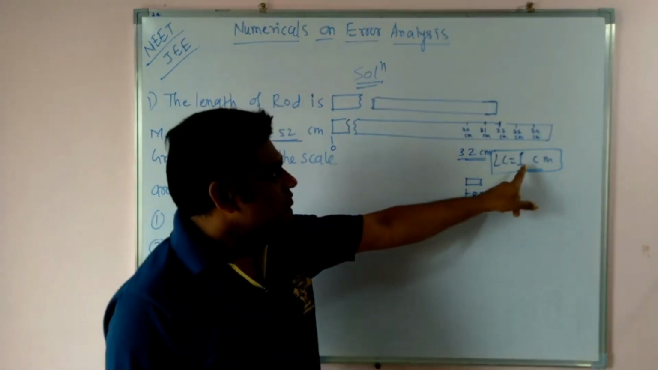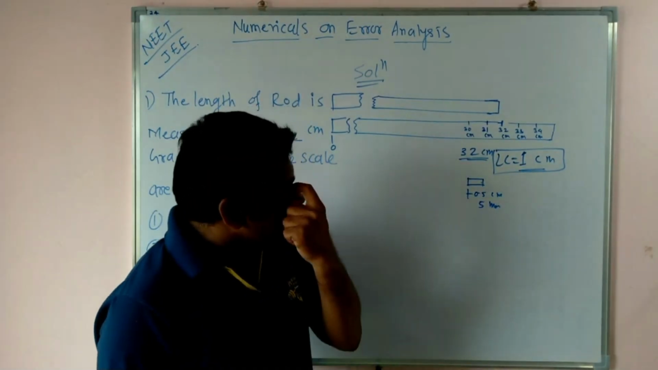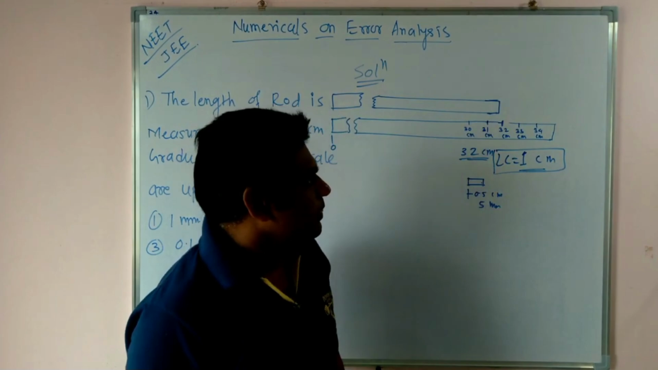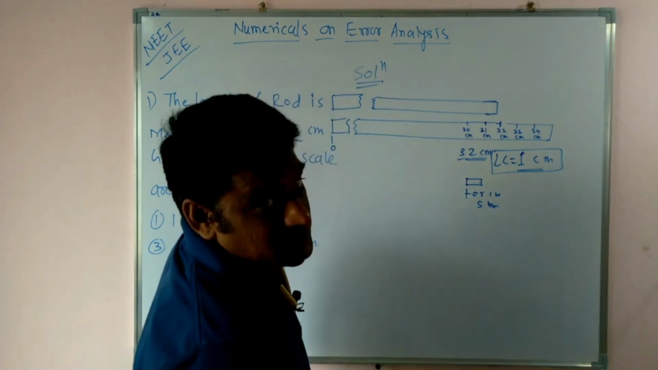So the least count is 1 centimeter. So there is an error, but that error is less than 1 centimeter. Now what I will do? I will do some changes in this.